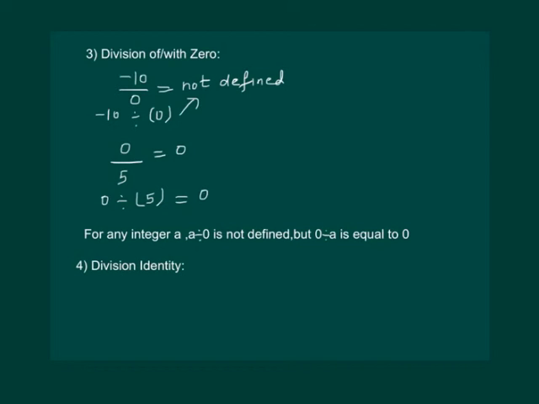Let us check for the next property, division identity. Say we take any integer -8. If we divide it by 1, we get -8. So 1 is the division identity, and we can say for any integer a, a divided by 1 is equal to a.